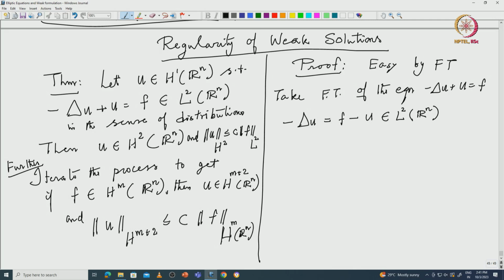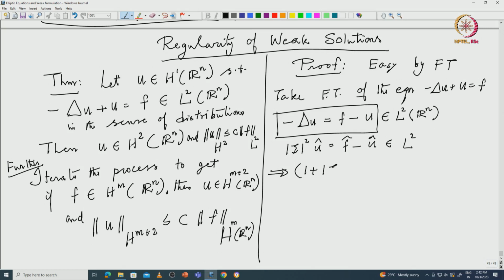Basically you have to prove that du by dxi is in L2 and d squared u by dxi dxj is in L2 for every i and j, which obviously implies that minus Laplacian of u is in L2. Now you can take the Fourier transform. What it gives you is that mod xi squared u hat equals f hat minus u hat, and this is in L2, you see. So u hat is already in L2, and that implies 1 plus mod xi squared times u hat is in L2. This is precisely the condition that u is in H2 of Rn.